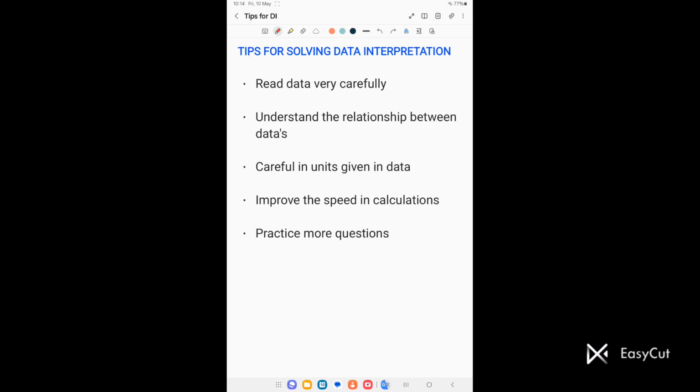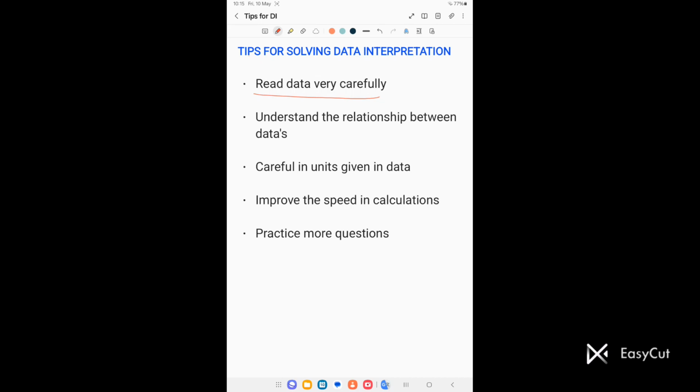Today I am going to share tips for solving the questions from data interpretation. The first thing is we have to read the data very carefully. Why? Because the smallest details in the question may change the entire meaning of the questions. So we have to find out exactly what answer we are being asked to give.